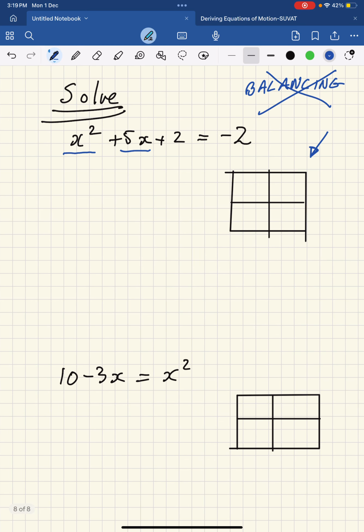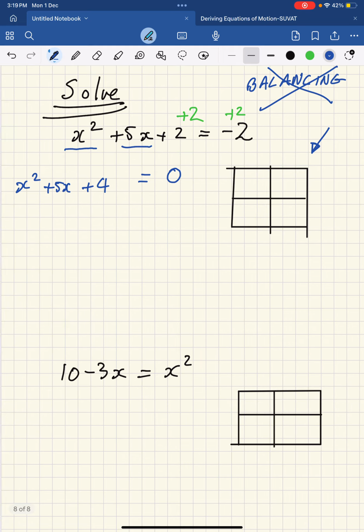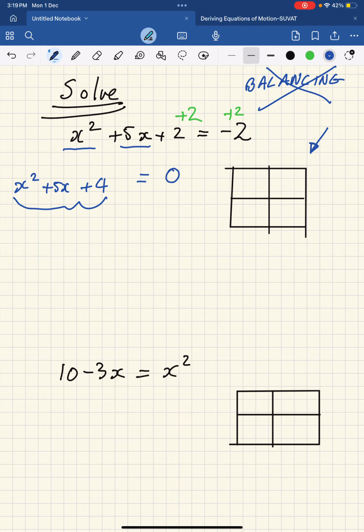So first of all, we want to make everything equal to 0. So I'm actually going to add 2 to both sides. And I'm going to write down the result. So I've got x squared plus 5x, and I think I've got plus 4. And on the other side, I've got 0. Now the key is to try and factorize this expression here. So I'm going to put bracket times bracket equals 0.